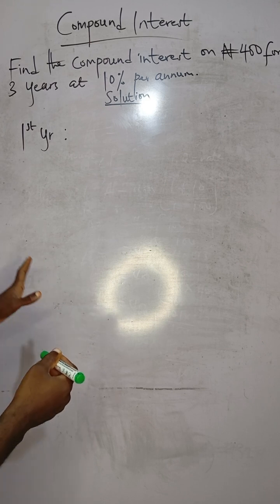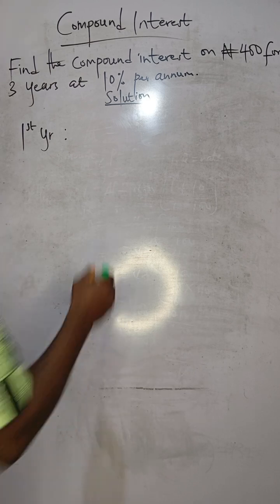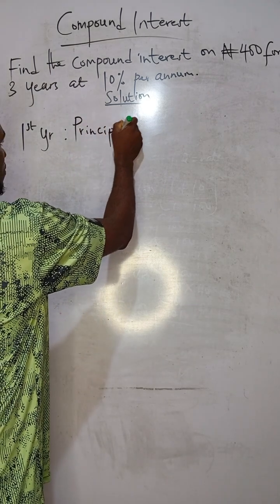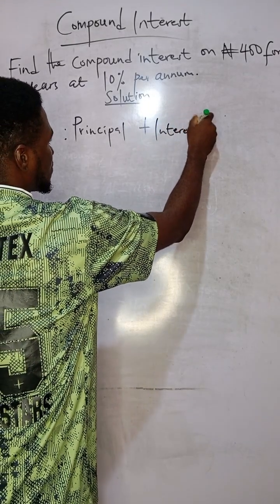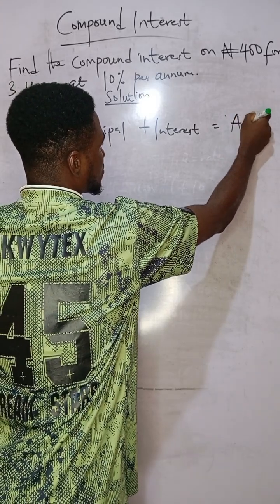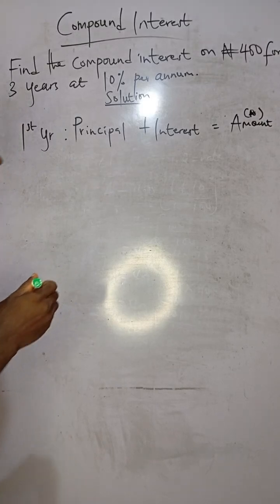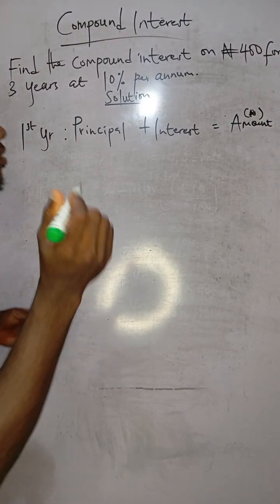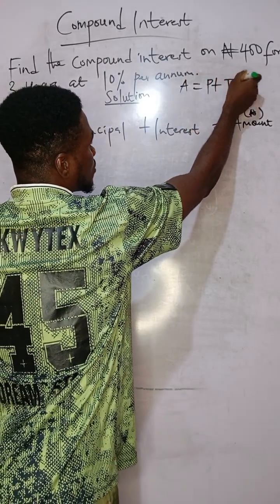Now, this method is going to consist of the principal, the interest, and the amount. It's going to show us. First, you have the principal plus interest equal to amount. The amount is in naira. Amount is equal to principal plus interest.